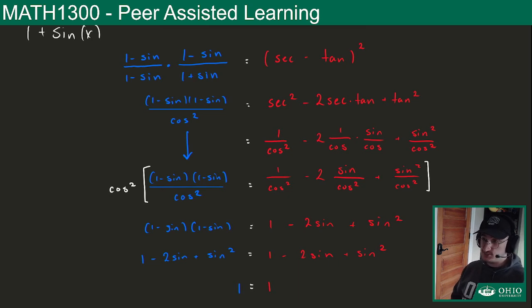I FOILed just to see what happened. One side's all sines and cosines, so if I can make the other side all sines and cosines, maybe I'll find some similarities. But again, try different things, get used to it. But that is a slightly more involved example for verifying a trig identity.